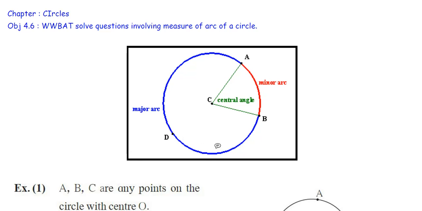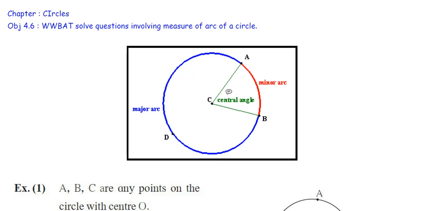Now you all are very familiar with an arc. What does an arc look like? So here if you can see this red portion AB is a minor arc. It's a part of a circle just like a pizza piece, and this ADB, the blue color portion, is the major arc.